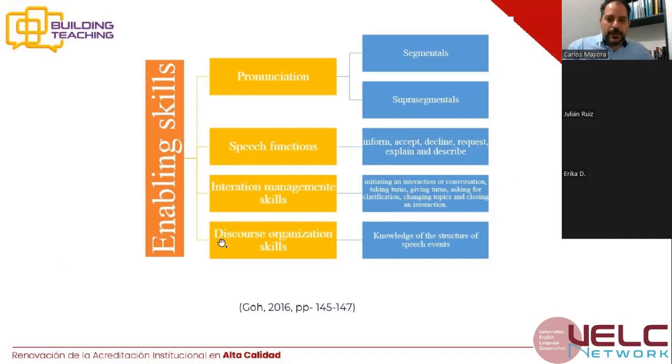And of course, you need discourse organization skills, knowledge of the structure of speech events. So if you're giving a presentation, there's a typical organization, a typical structure that you must follow. If you're telling an anecdote or a story, there's usually a beginning, a development, and an end. If you're telling a joke, there has to be a punchline, right? Like the part of the joke that is funny. And we have to be familiar with those.